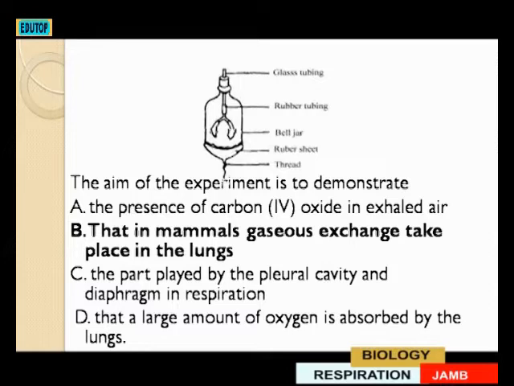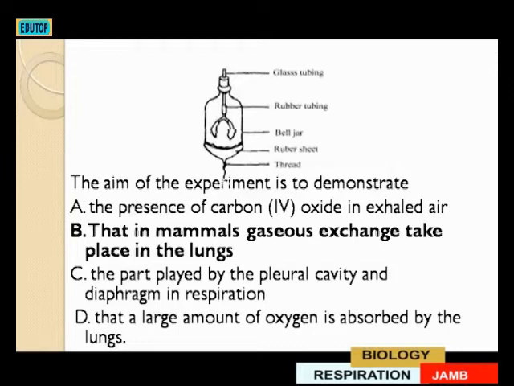So, the question: the aim of the experiment is to demonstrate what? A, the presence of carbon dioxide in exhaled air. B, that in mammals, gaseous exchange takes place in the lungs.